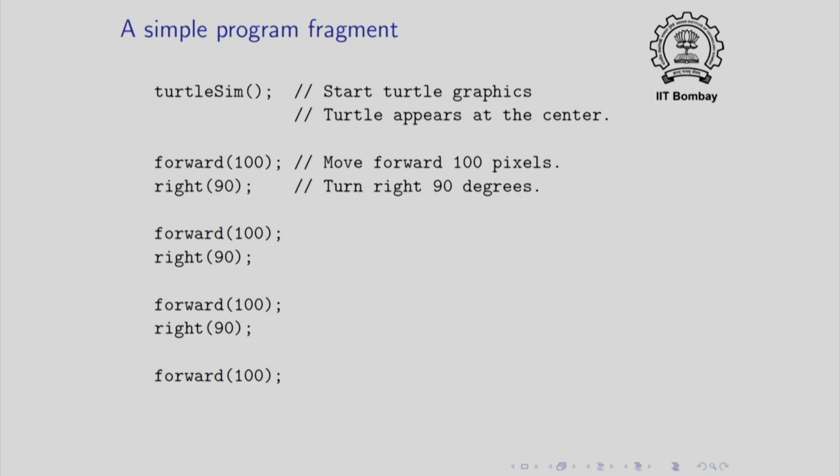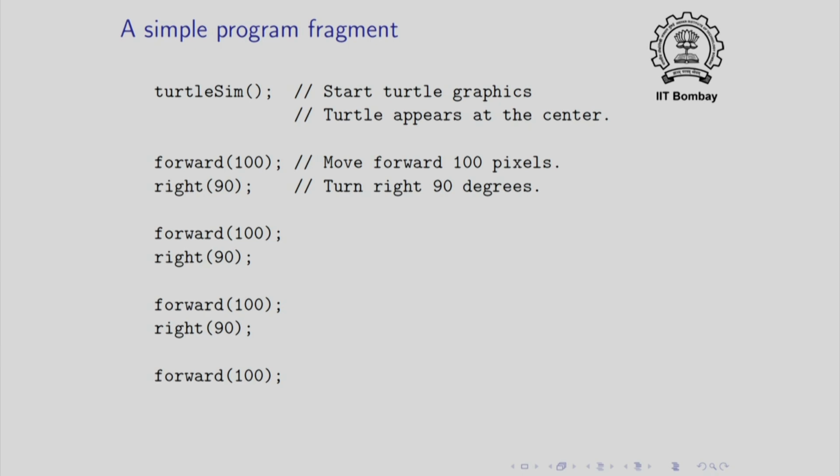Let me begin with a direct introduction. Here is a very simple program fragment which will draw something on the screen, and I will have you guess what it is. The first command is turtle sim. This merely says start the turtle graphics functionality. This will cause a window to appear on the screen, and inside that the turtle, which is just a small triangle, will appear at the center.